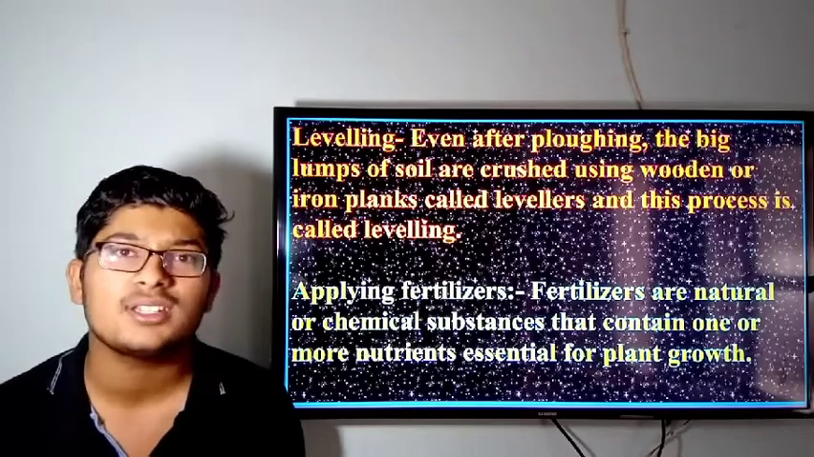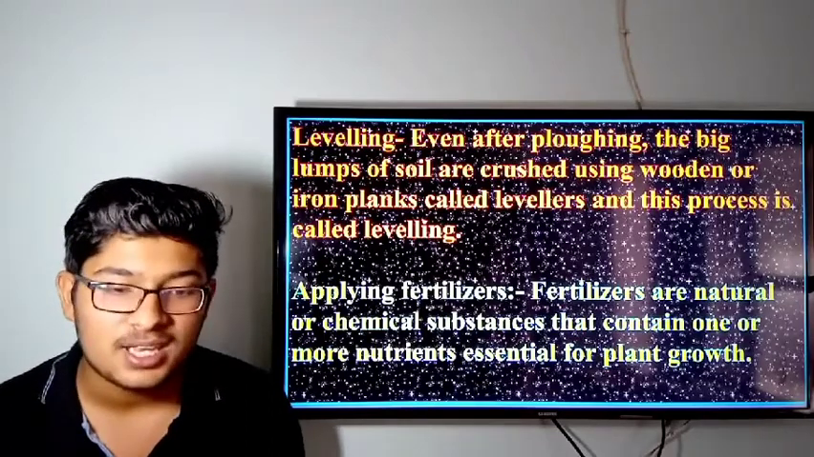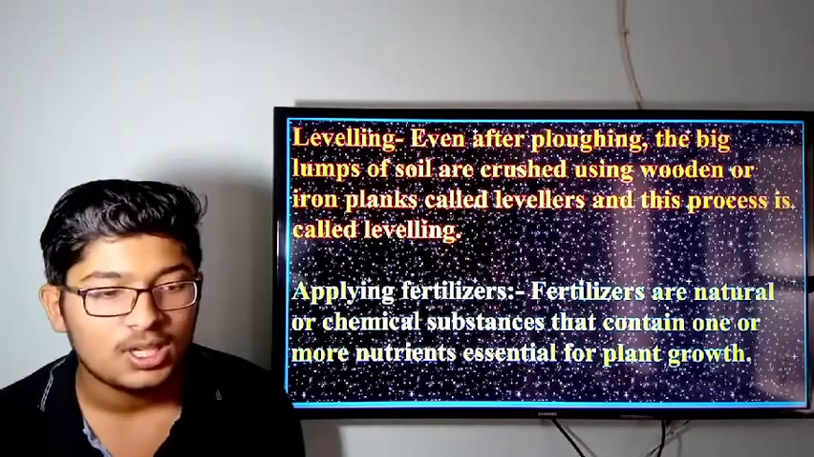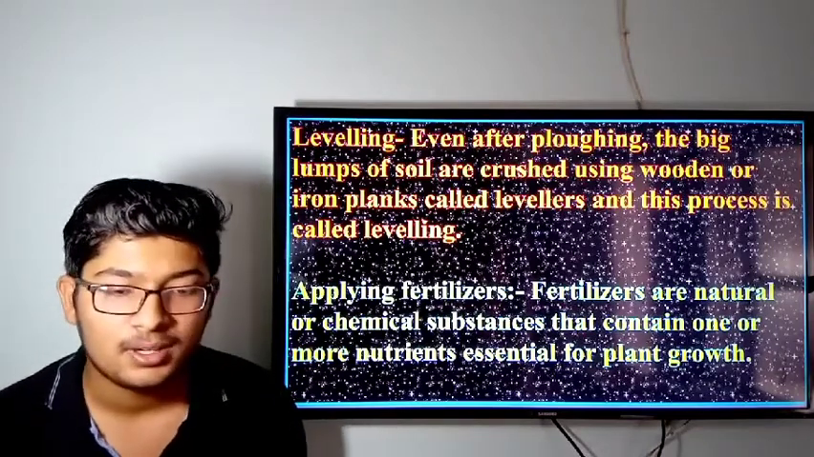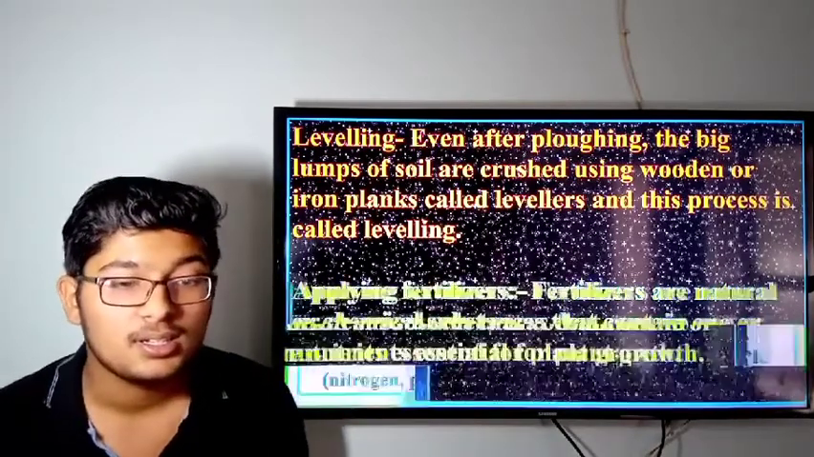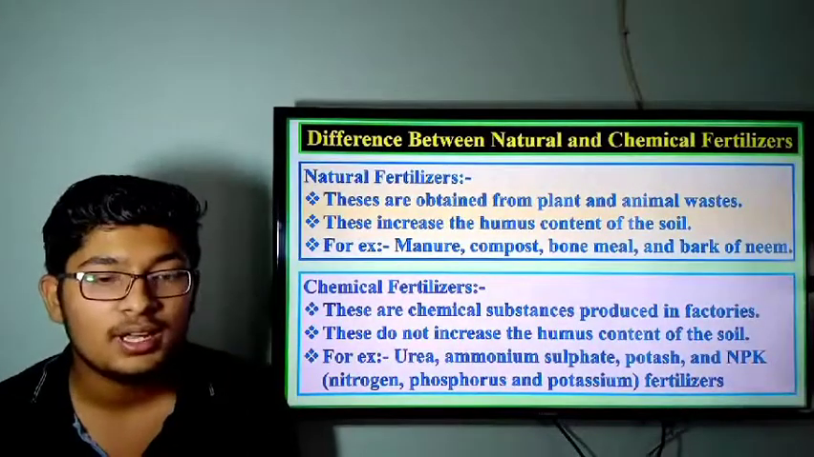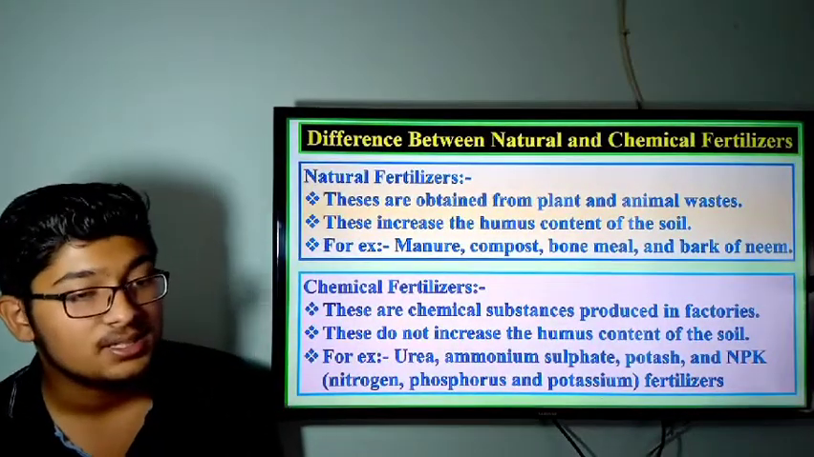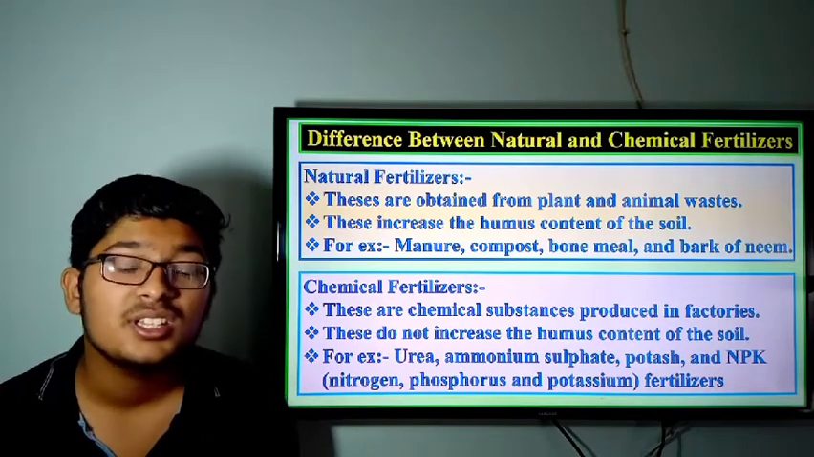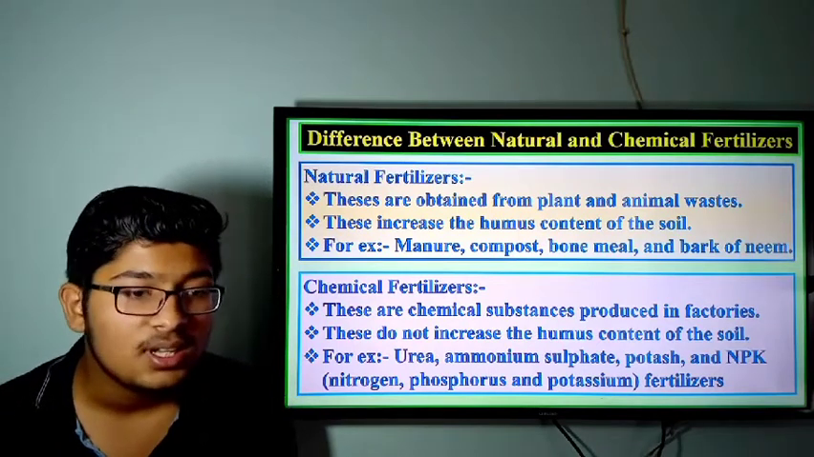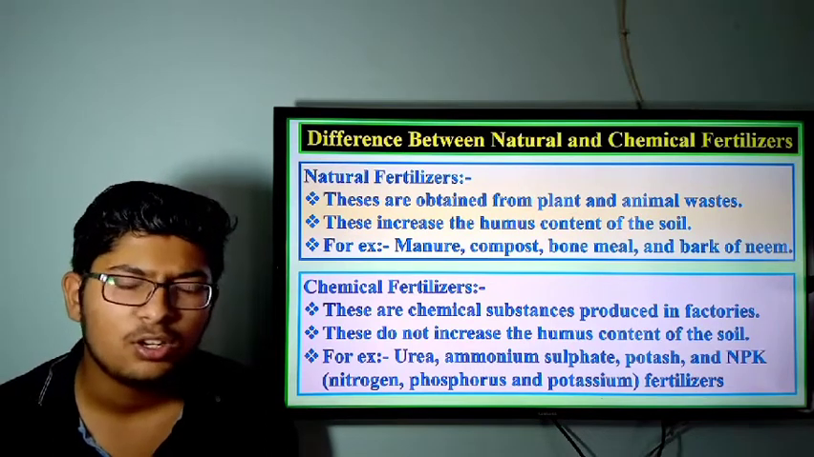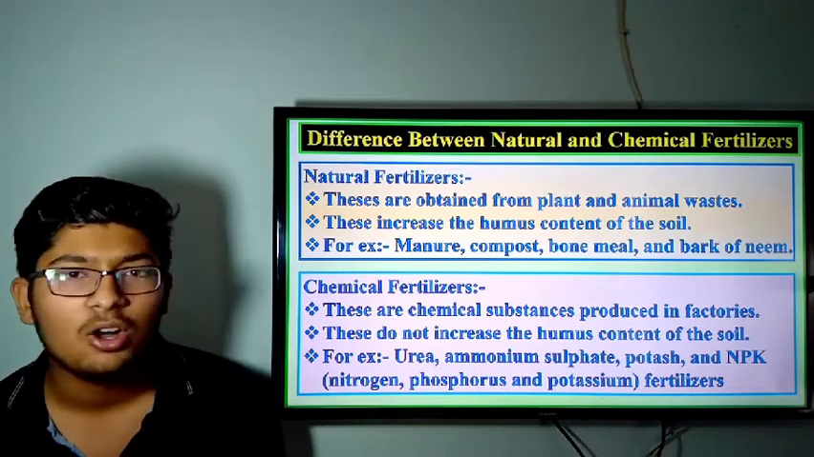Fertilizers are natural or chemical substances that contain one or more nutrients essential for plant growth. Now we will differentiate between natural and chemical fertilizers. What are natural fertilizers? Natural fertilizers are obtained from plant and animal waste. These increase the humus content of the soil. Some examples are manure, compost, bone meal, and bark of the neem.